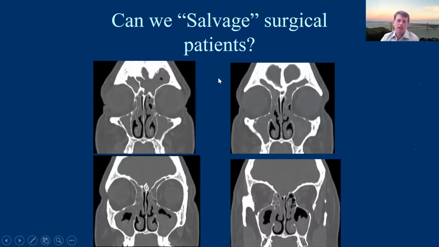So how about the question, can we salvage surgical patients? This is one of the challenges that we're certainly aware of, which is recurrence of inflammation in patients. So let's go through a case to look at that. This was a patient of mine. Again, you can see this significant diffuse inflammatory disease. If you look closely at the maxillary sinus, you can see a little bit of hyperdensity within here. This is generally that thick, inspissated and eosinophilic appearing mucus that we'll see in patients.